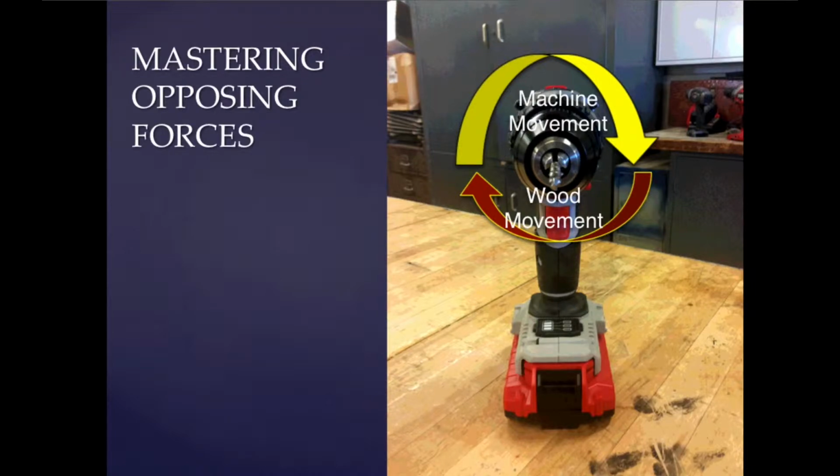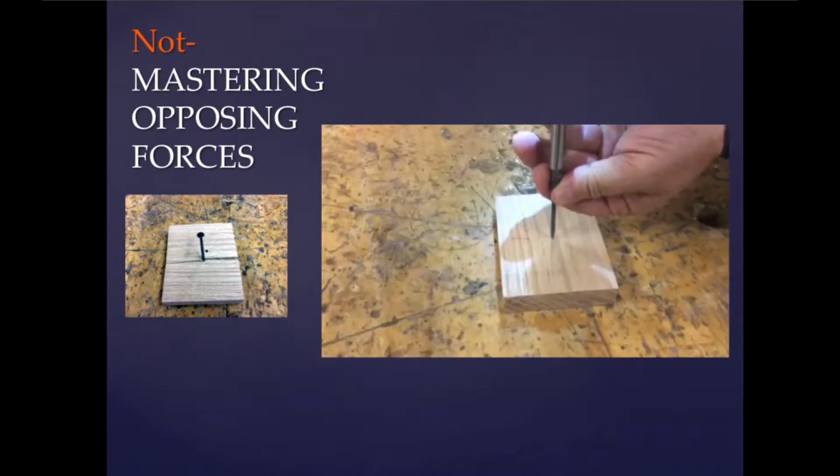As we move from one machine to another, you must adapt for the different ways wood moves. And next, the machine has forces. Now in a hand tool, like you just saw me with the skill saw, I must control the movement of the machine. In more powerful tools, they're bolted to floors for a reason. Let's take a look at what happens when we don't master opposing forces.